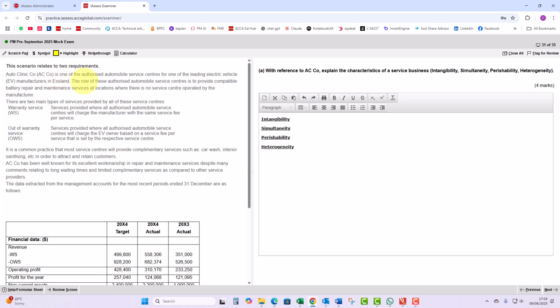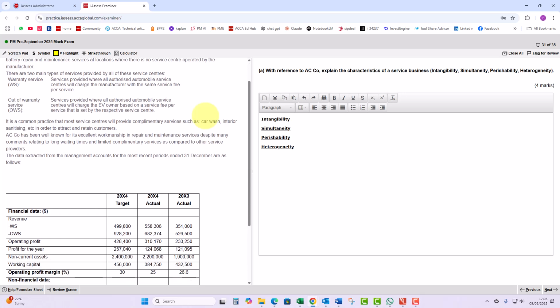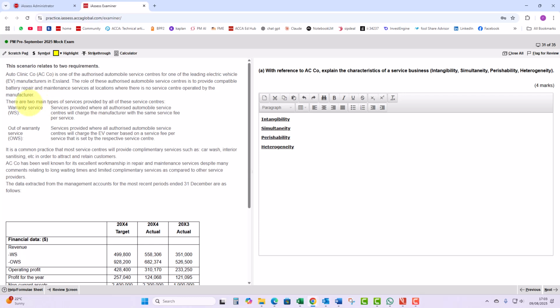So Auto Clinic is one of the authorized automobile service centers for one of the leading electric EV manufacturers in Estland. The role of these authorized automobile service centers is to provide compatible battery repair and maintenance services at locations where there is no service center operated by the manufacturer. There are 2 main types of services provided by all of these service centers. There's a warranty service and an out of warranty service.